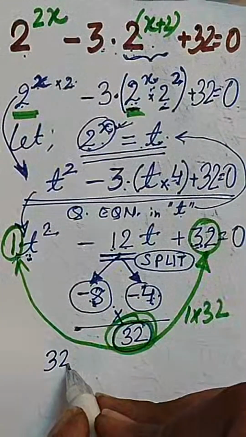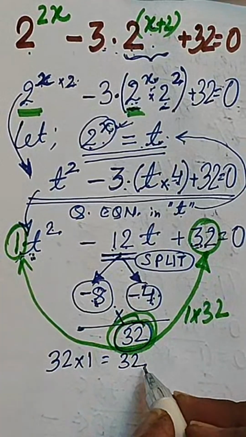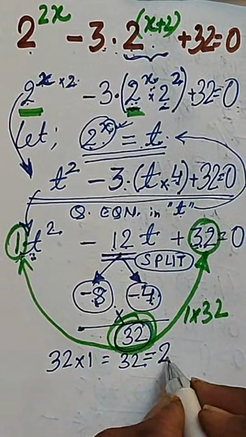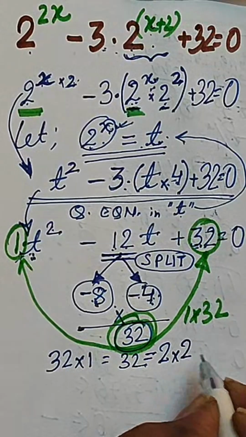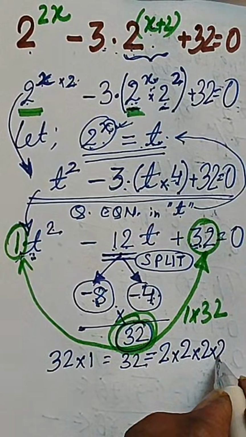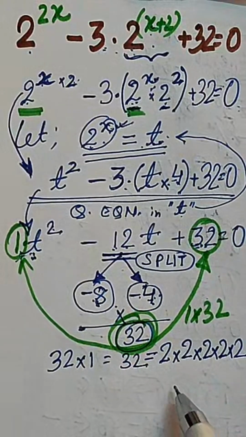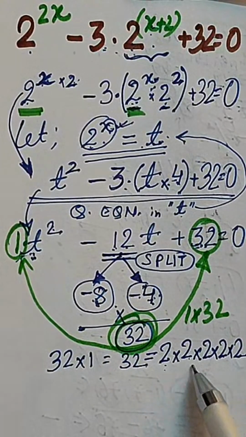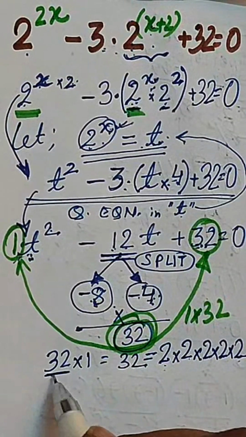32 into 1, that is coming as 32. Find the factors of 32. Factors of 32 are 2 into 16. 16 can be split as 2 into 8. 8 can be split as 2 into 4, which can be split as 2 into 2. So 2 is coming 5 times: 1, 2, 3, 4, 5. 2 is coming 5 times, and this will give you this 32, right?